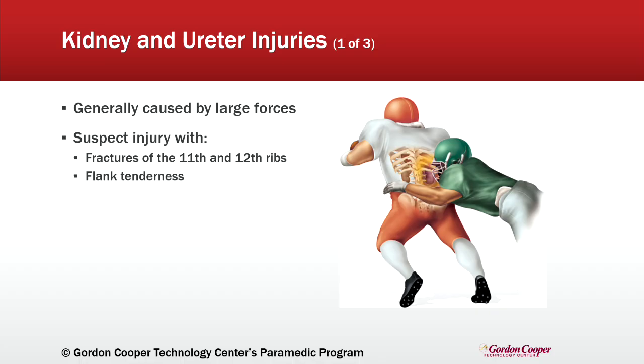Kidney and uterine injuries can occur alongside other abdominal trauma and are generally caused by large forces from events like falls, high-speed motor vehicle crashes, and contact sports. You should suspect kidney injury if the patient has fractures to their 11th or 12th ribs or tenderness in the flank. Blunt kidney trauma can result from the kidneys being compressed against the lower ribs or lumbar spine, such as with a kidney punch in sports. Most renal injuries are caused by contact sports.